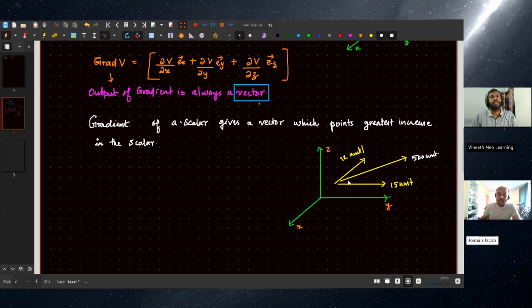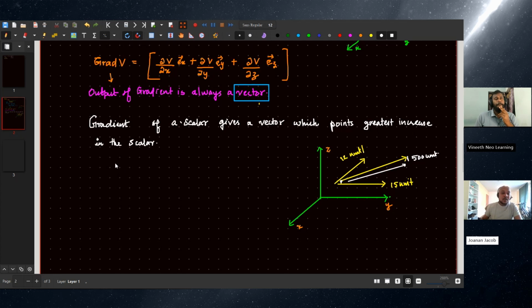Okay, so gradient of a scalar actually gives this actual vector itself. Actual vector in the sense the magnitude of the vector will be equal to the highest rate of change, and the direction will be the direction of greatest change. Okay, let's attach a physical meaning to this.